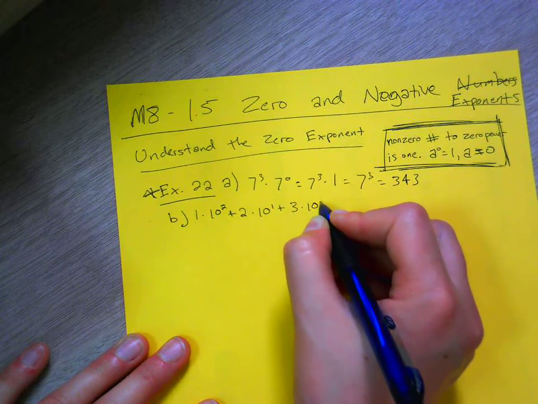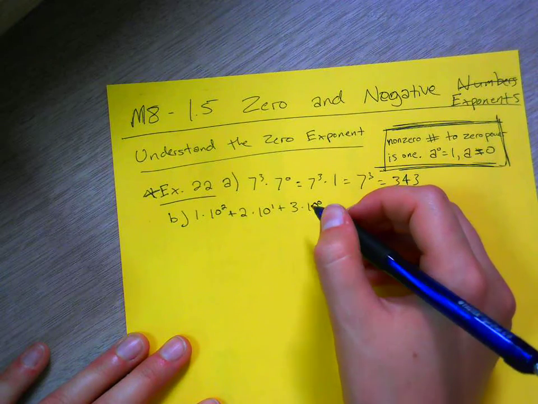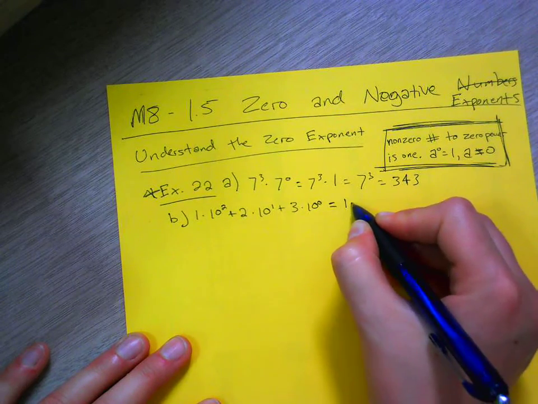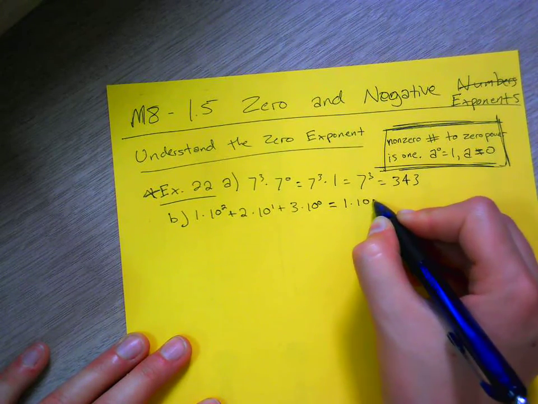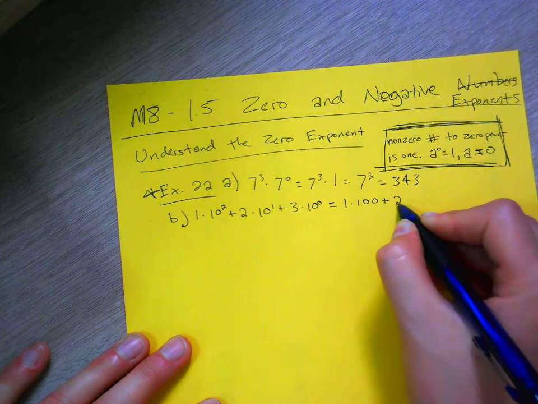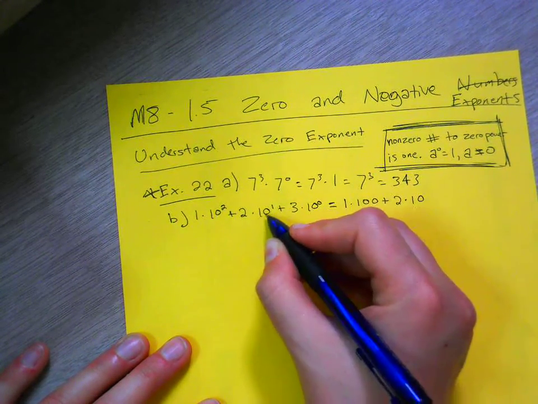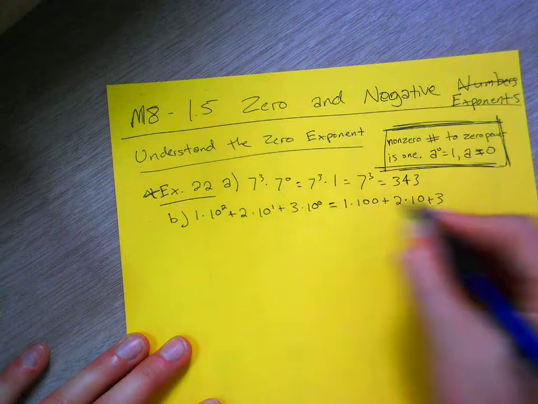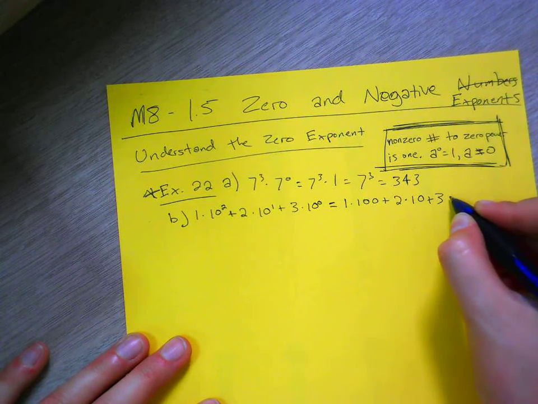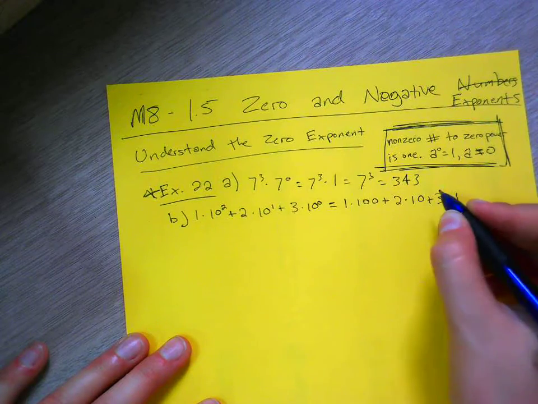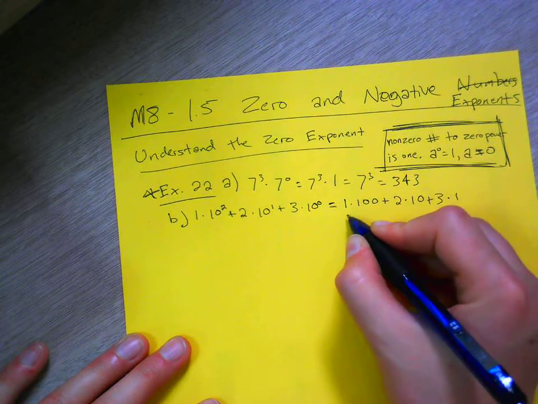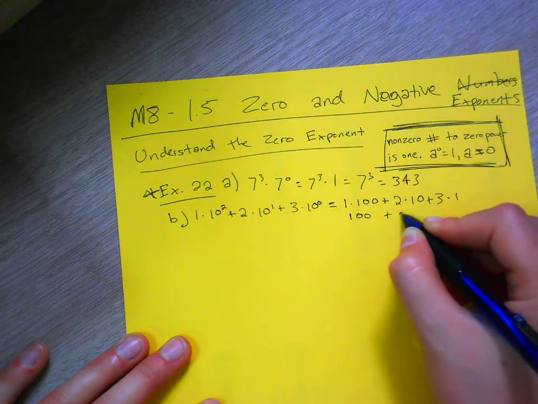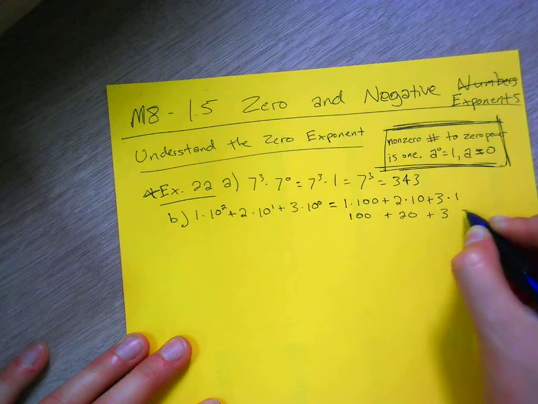So let's solve it. First, let's multiply everything that has an exponent. So 1 times 10 to the power of 2 equals 100, plus 2 times 10, because 10 to the power of 1 is 10, plus 3 times 1, because 10 to the power of 0 is 1. So we multiply these, gives us 100, plus we multiply these, gives us 20, plus we multiply these, gives us 3, equals 123. That is our answer there.